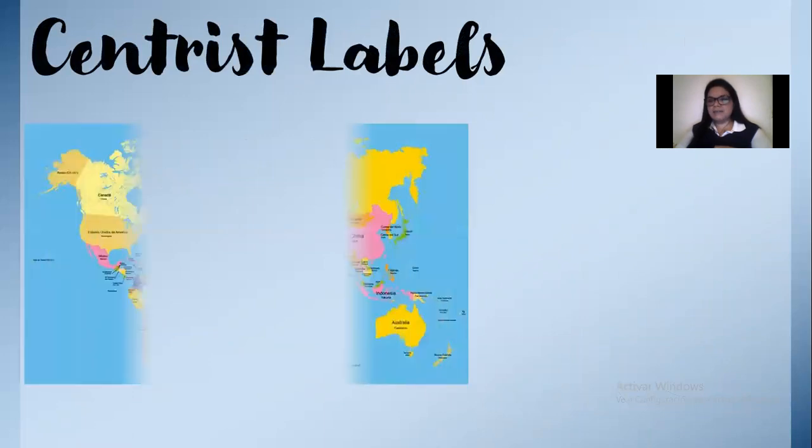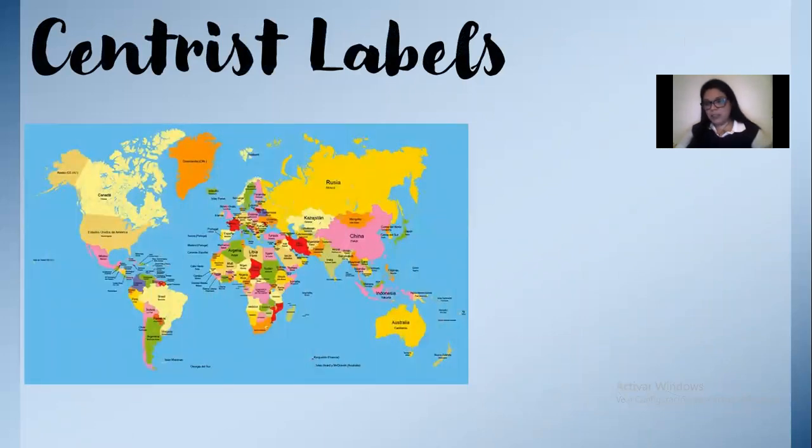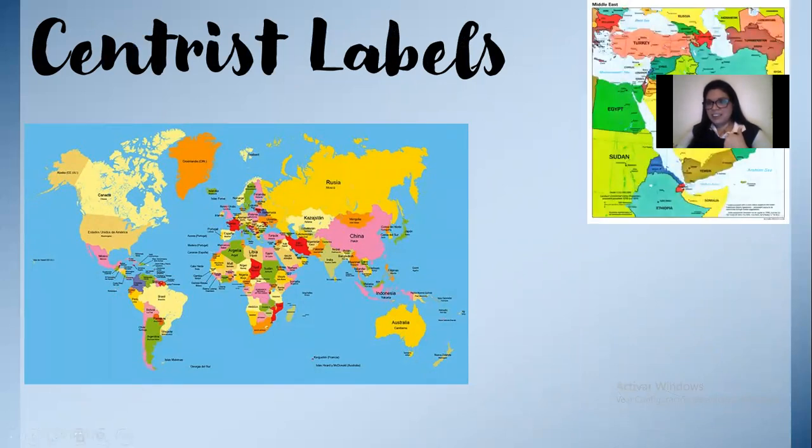Eurocentric labels. This is the world as we know it. This is the west part of the world, according to the map of the world. And this is the east. Okay? For us Westerners, this part, which is located right here, is called Middle East, but not for them.